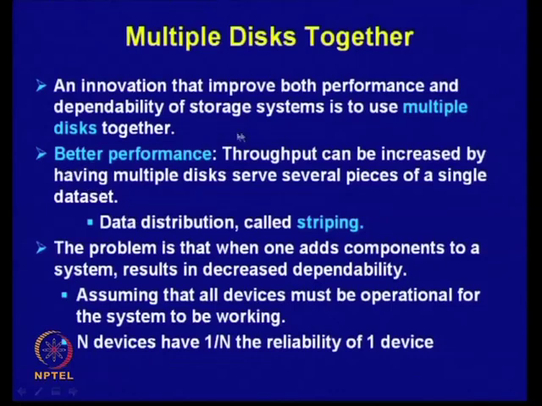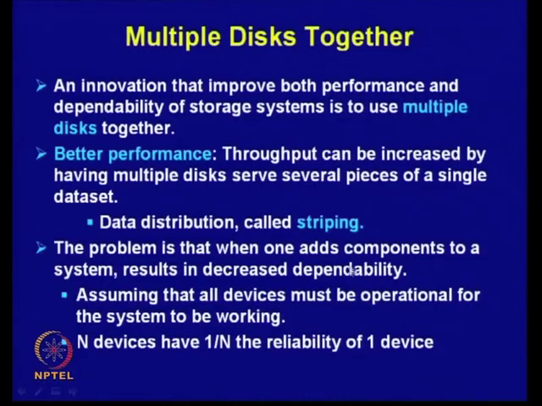So, it gives you not only reliability and dependability, it gives you better performance, because throughput can be increased by having multiple disks serve several pieces of a single data set. That means, since we are using multiple disks, the throughput can be increased by parallel access of the disks, and a single data set can be accessed from multiple disks. And we shall see that this distribution of data is done by a technique known as striping. Actually, different blocks of the same data are placed in different disks, and that approach is known as striping in the context of this multiple disk memory system.